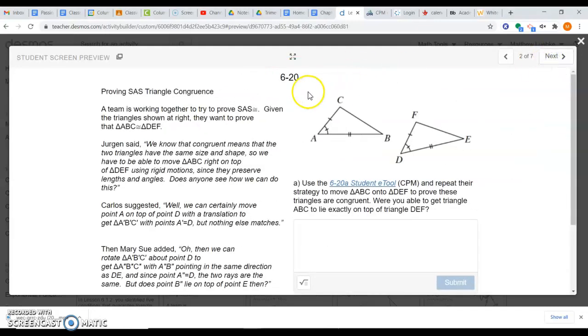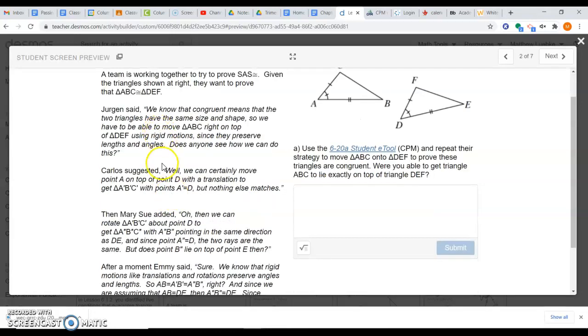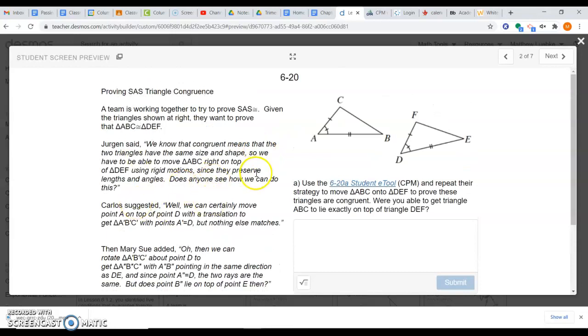Okay, so in the first slide here, what you're going to notice is we are going to try to move this triangle ABC on top of DEF, and we can do that using our student e-tool. But what I want you to do is read the story and see how this team breaks down and models communicating how we're going to do this. So we're going to read the story here, and then we're going to perform the rigid transformations they are telling us to see if it's going to work.